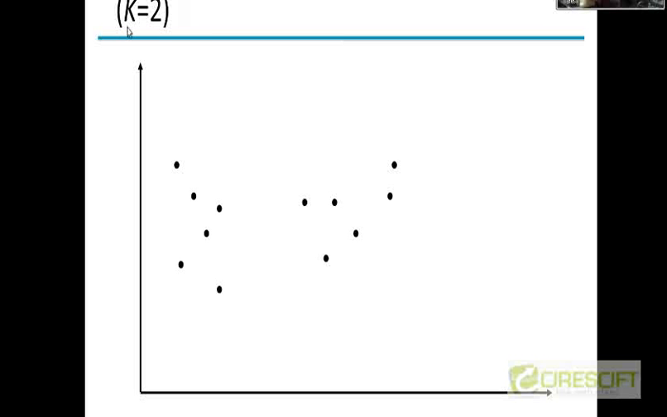So here's an example of k-means clustering. We are given that k is equal to 2. So we want to divide all these points into two clusters. And from your naked eye, you can easily figure out what these two clusters should be. It should be these two. But how do we do that using k-means clustering?